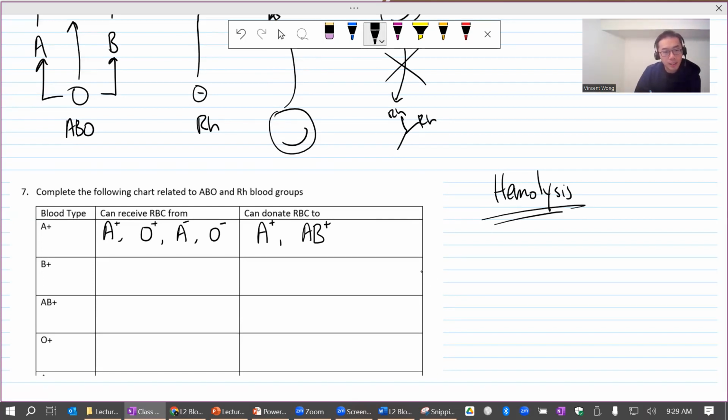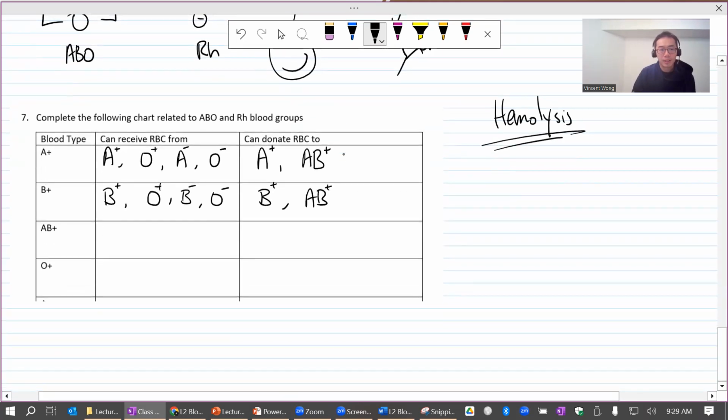I'm going to take up the second one. If you're B positive, you can receive from B. You can receive from O. And because you're positive, it's good. You can receive from both positive people as well as negative people. B can donate to B and AB, but because you're positive, you can only give to other positives. Okay.